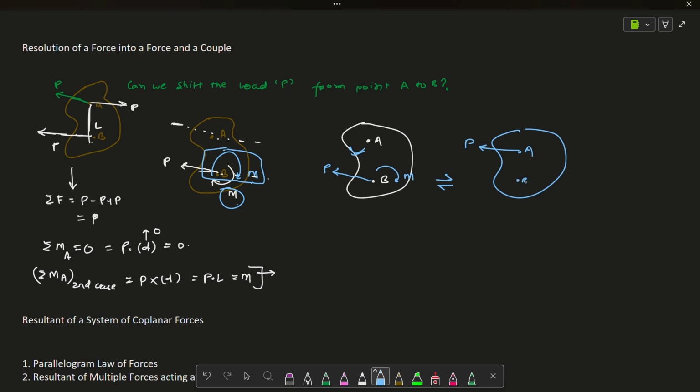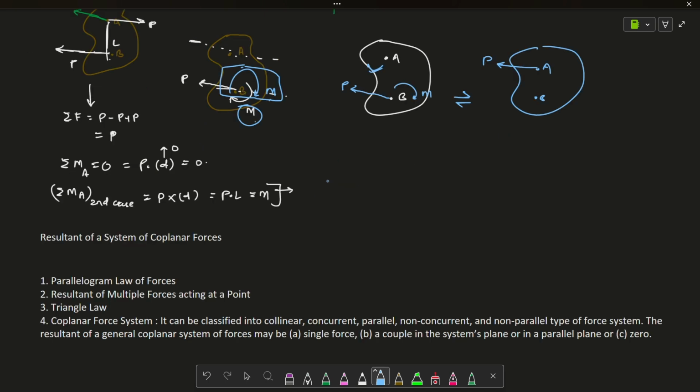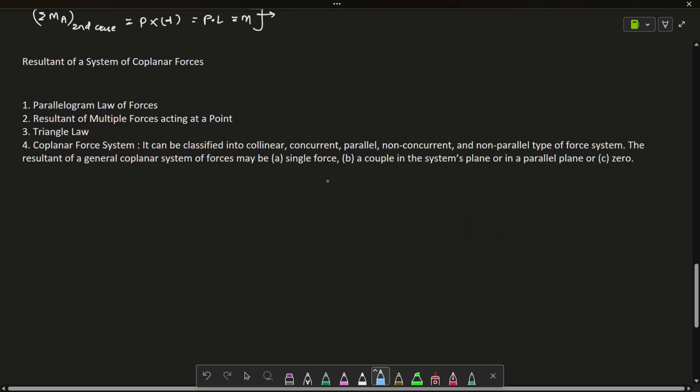Initially there is a force only applied at point A. Now we have resolved this into a force and a couple, force P and couple M. I hope this one is clear to you.